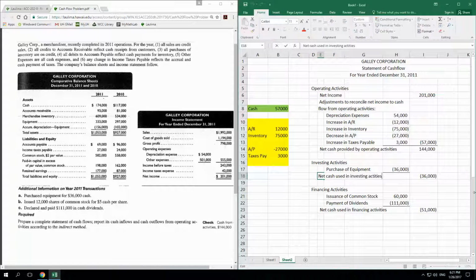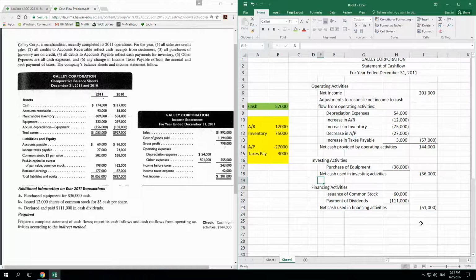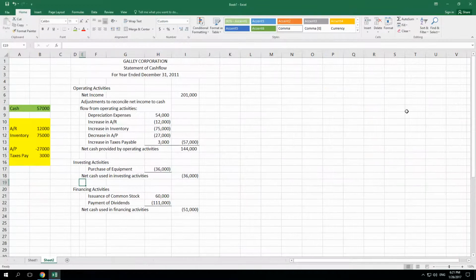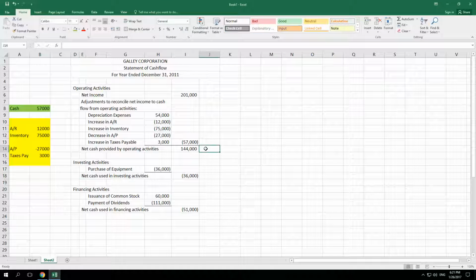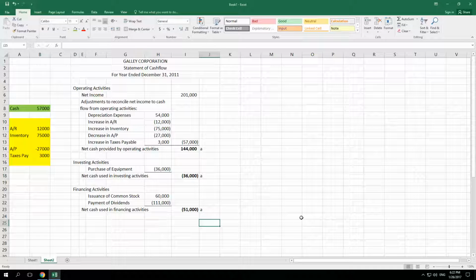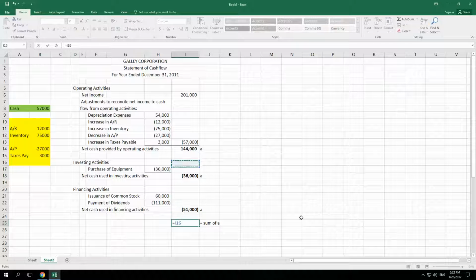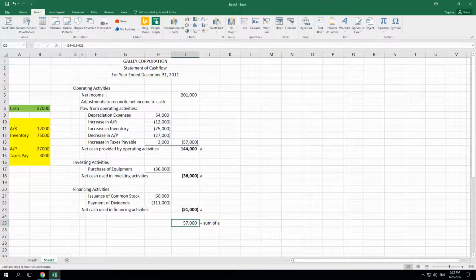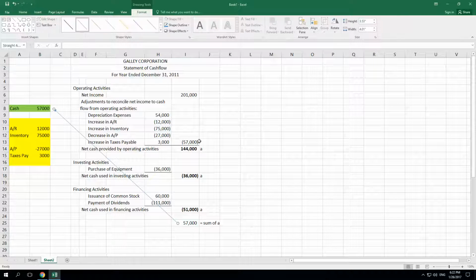I left a word out of this thing, right? Now, this is where the telling point comes, because it's the sum of these, right? So the combination of the operating, the investing, and the financing, basically the sum of A, here, 144, 36, and 51. That needs to tie out. That needs to match with your change in cash. And it does, right? Remember we figured that. So that's how you check yourself.